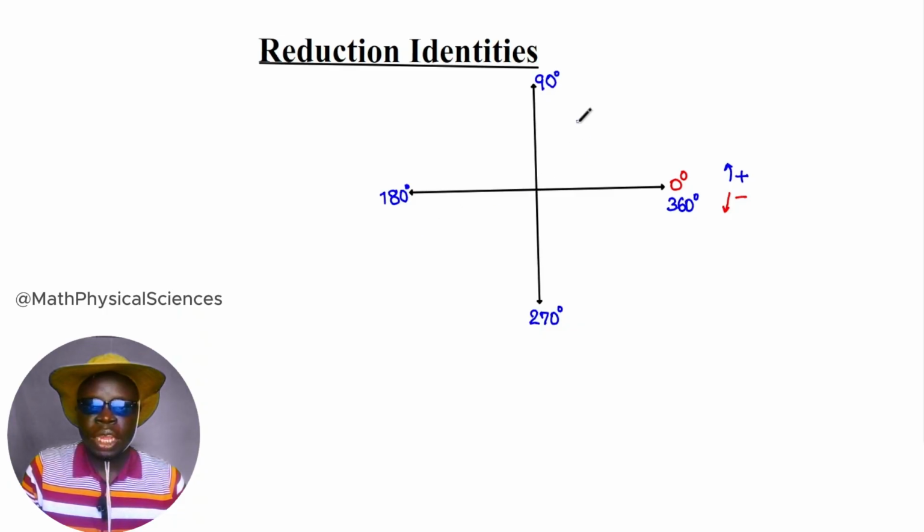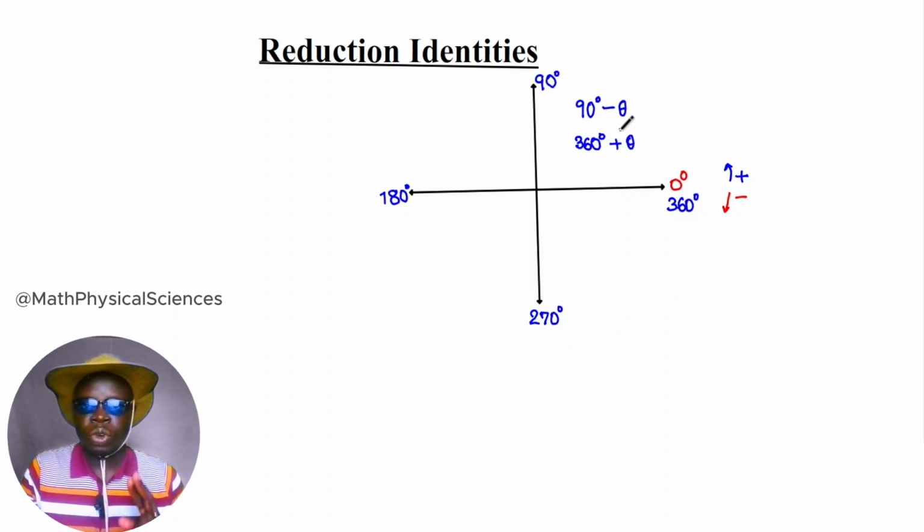So in the first quadrant, we have 2 options. For an angle less than 90, we can have it as 90 degrees minus that angle, say theta. Or after moving a complete revolution, we can move again and add some angle, say theta. Therefore, in this quadrant we also have 360 degrees plus theta. So these are the 2 options for the first quadrant.